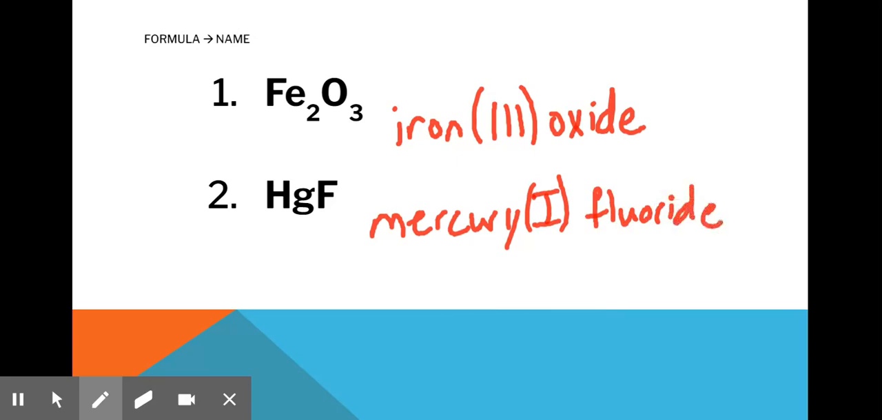Number 2, HgF. Hg is mercury, F is fluoride, and when you reverse crisscross, you get a charge of +1 on the mercury and a -1 on fluorine. Fluorine is supposed to have a charge of -1, so the charge of +1 on mercury is correct.